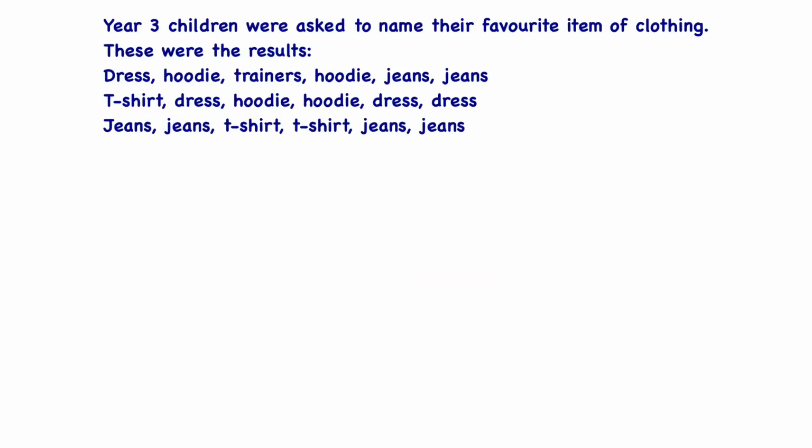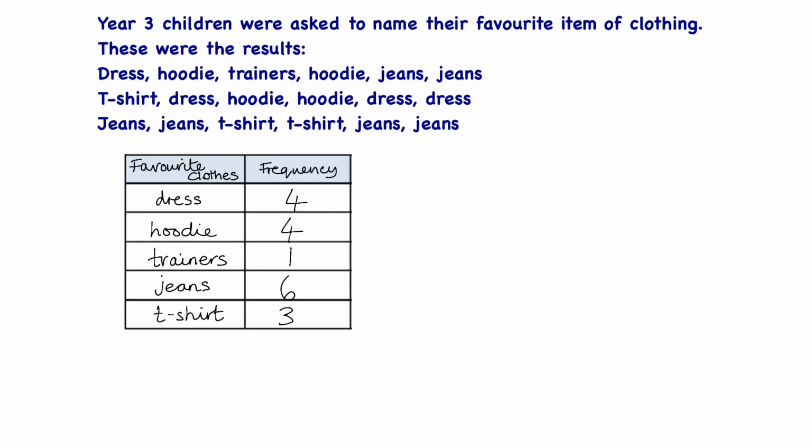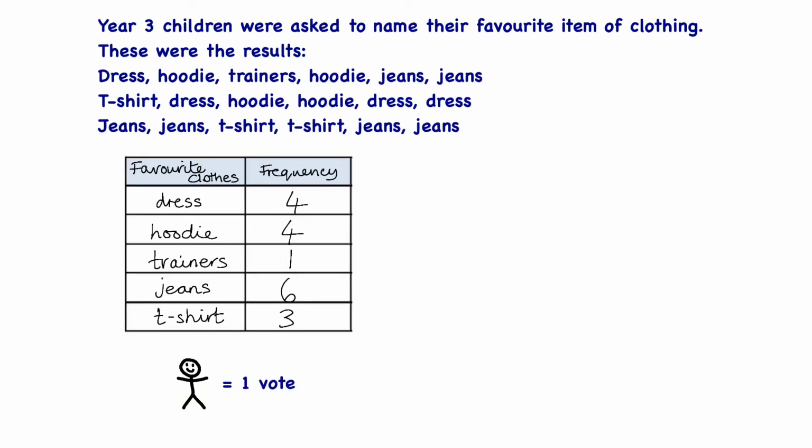Let's look at another example. So here it says, Year 3 children were asked to name their favourite item of clothing. These were the results. And we can see here all the different types of clothing that the children voted for. So the first thing we need to do is draw a frequency table to show this information. Here's my frequency table, making sure I've counted all those different items of clothing carefully. Now we need to choose a symbol for our pictogram, so we want 1 vote to be shown by a little stick man. So 1 little stick man drawn means there's 1 vote.